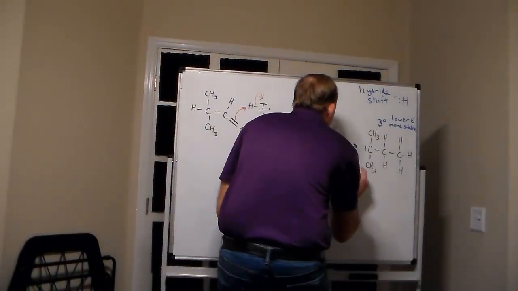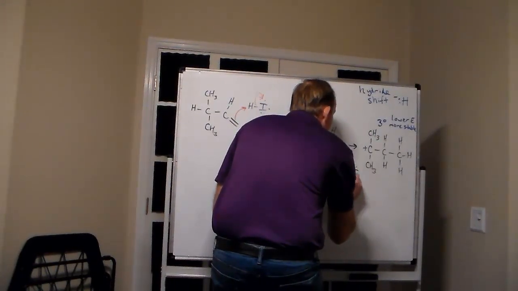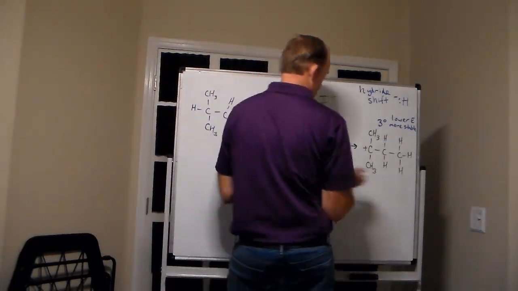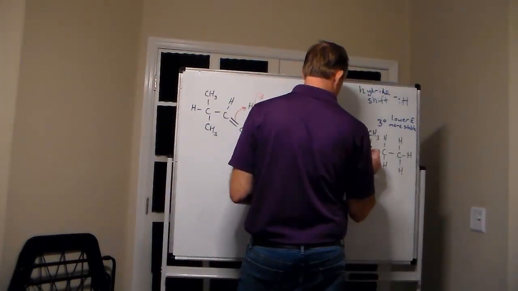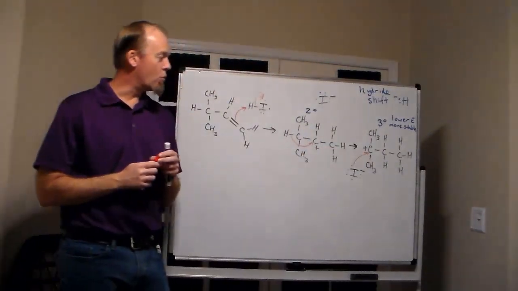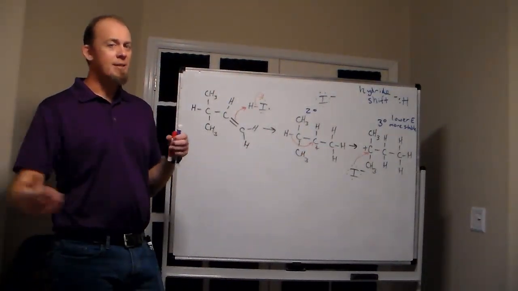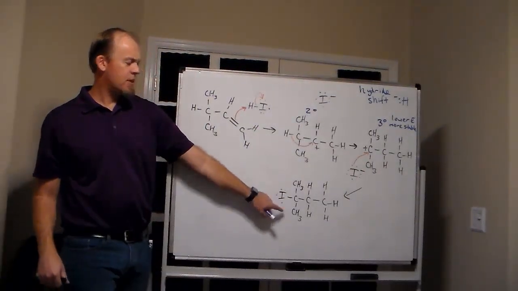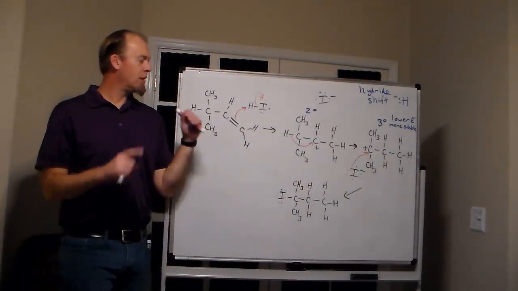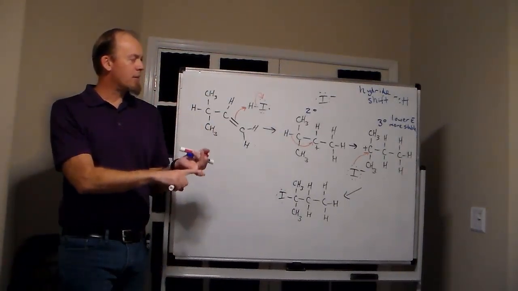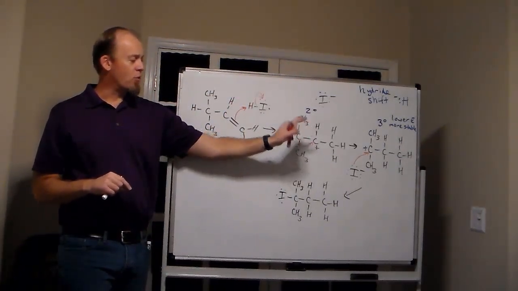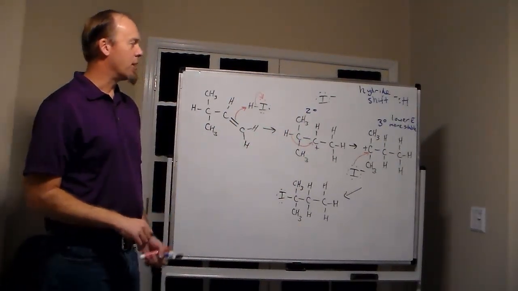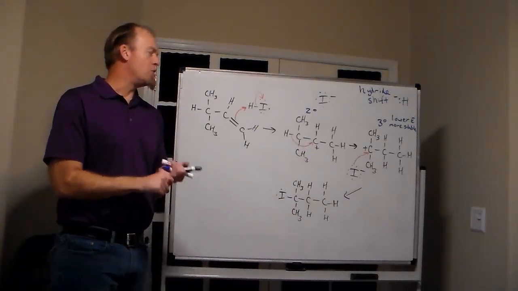Once we've done that, our iodide now can attack the carbon. Iodide attacks the more substituted carbon, and it makes that major product. So that's how we get that product right there. We take the path with the easiest to form intermediate. We get it as a major product. So that's a hydride shift.